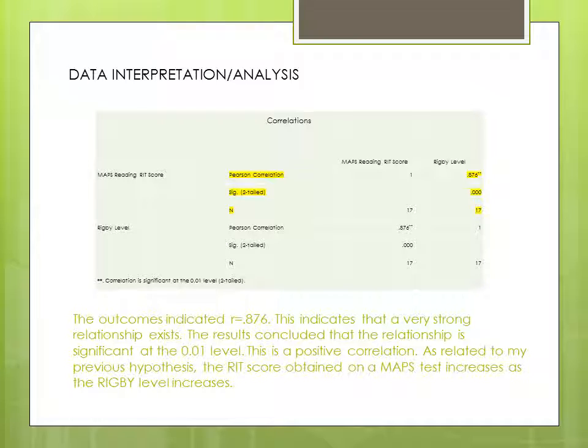This is my data interpretation and analysis. If you take a look at the chart, this is the results from the Pearson product-moment correlation test. The outcomes indicated R equals 0.876. So this indicates that a very strong relationship exists. The results concluded that the relationship is significant at the 0.01 level. This is a positive correlation.